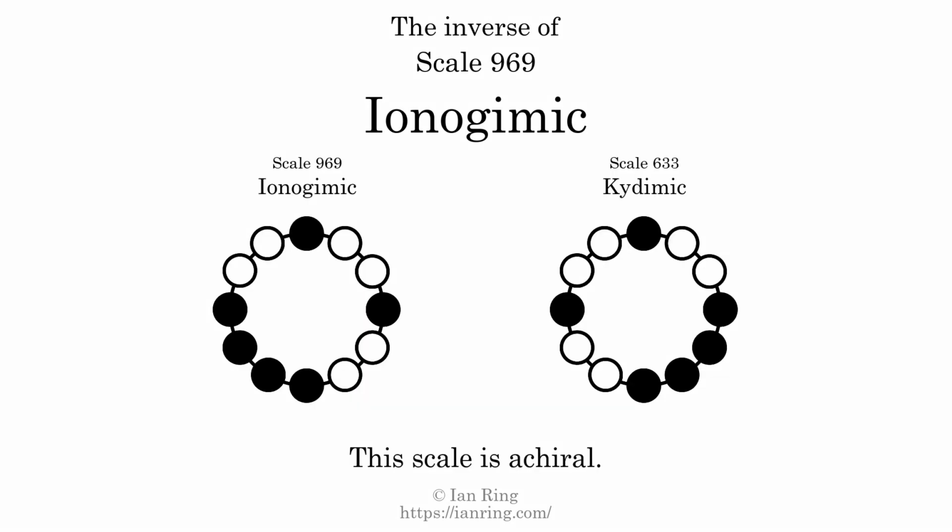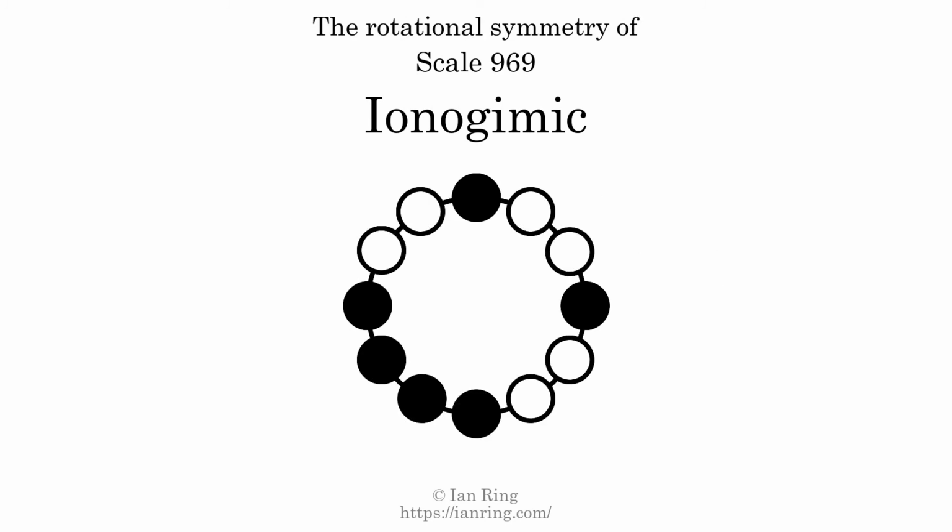The inverse of a scale is a mirror image. It is what you get when the sequence of intervals is reversed. The inverse of this scale is scale 633, also known as Ionogimic. This scale is achiral, since it can transform into its own reflection by a rotational transformation. This scale has no rotational symmetry.